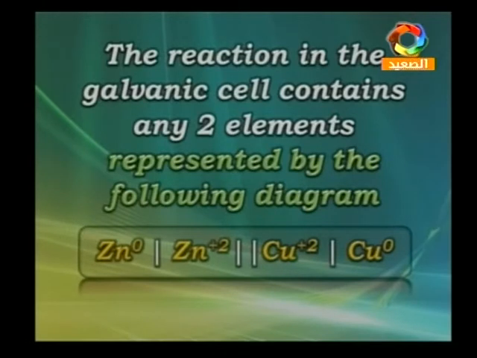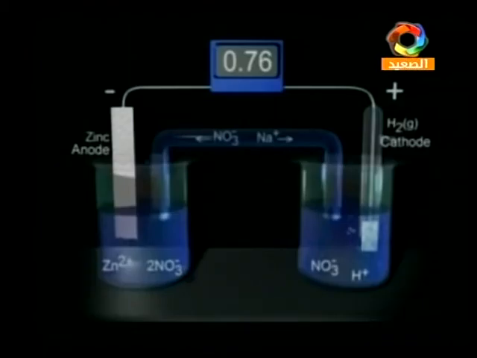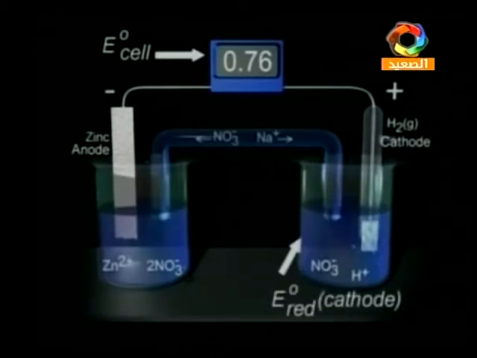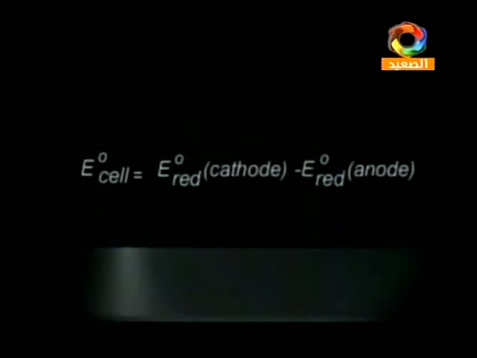By salt bridge. After that, what is the salt bridge and what's the importance in these galvanic cells? Here we have a galvanic cell. NaNO3, this is the salt bridge between the two halves of the cell. So it makes a connection between them like this, to complete the reaction between the two halves of the cell, cathode and the anode.